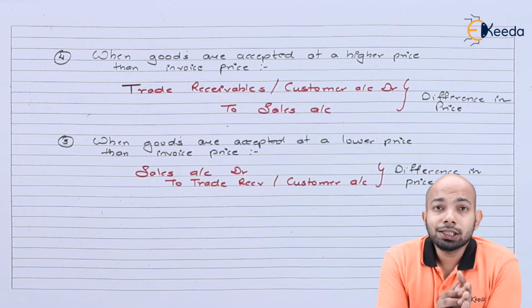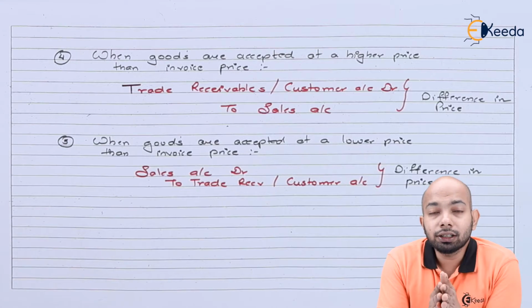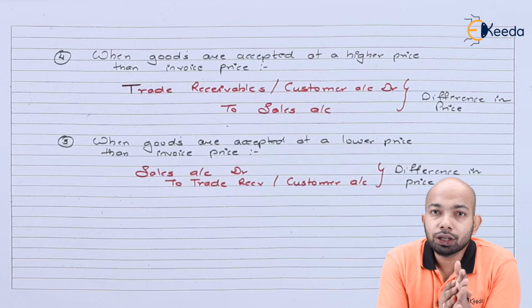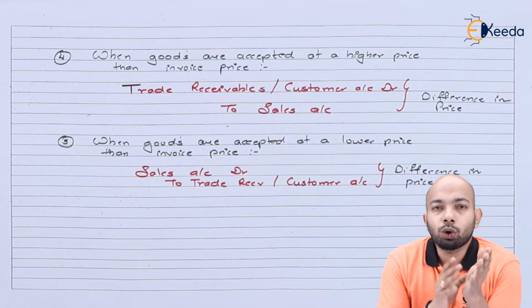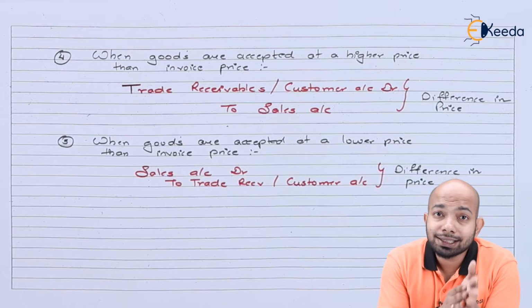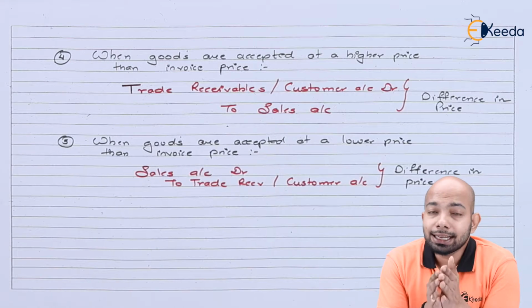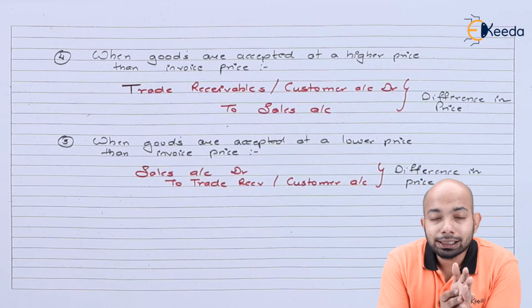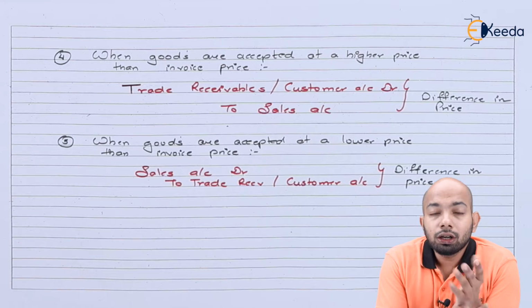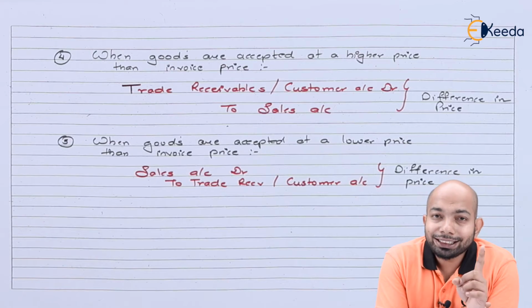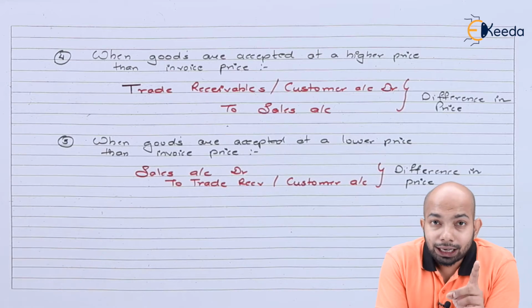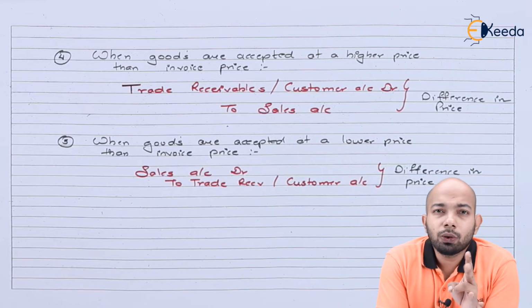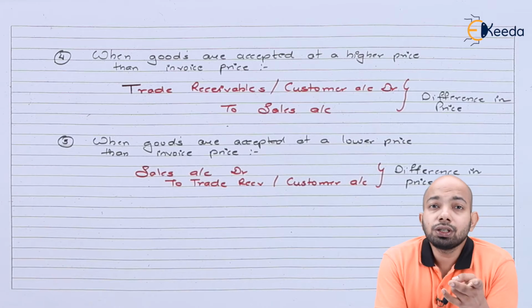Now the next entry is when the sale happens at a price less than the invoice price. Then in the same situation you have to pass the reverse entry of the one you passed in the first instance. When we talk about the entry that was passed first, that is trade receivables or customer account debit to sales account, that will be reversed here.